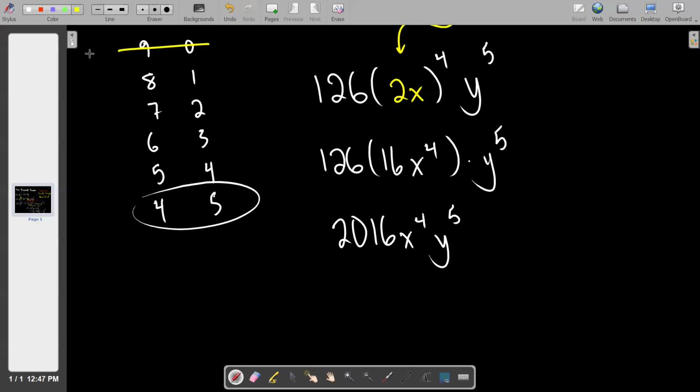And then the second, so this is the first term. This is the second term. We'll have 1 less x and 1 more y. So I just wrote them all out until I got to the sixth term. Okay. Anything else?